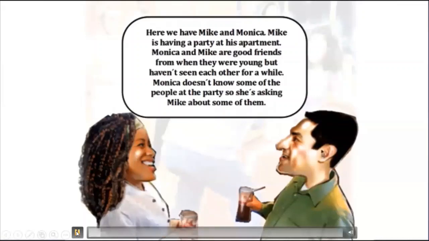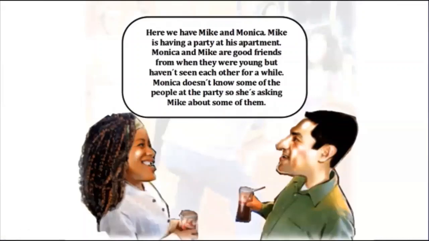Mike is having a party at his apartment. So Monica and Mike are good friends from when they were young, but haven't seen each other for a while. Monica doesn't know some of the people at the party, so she's asking Mike about some of them. So let's listen to the conversation that they have about the different people at the party.